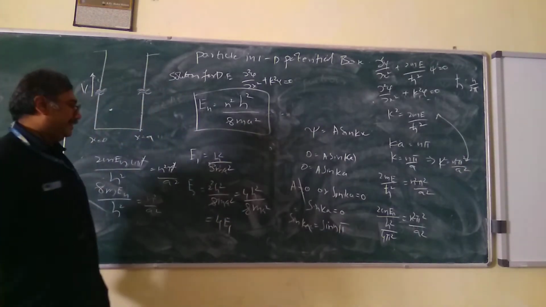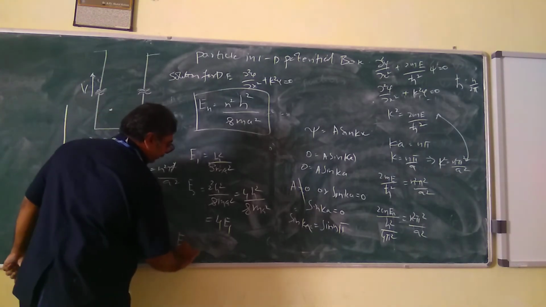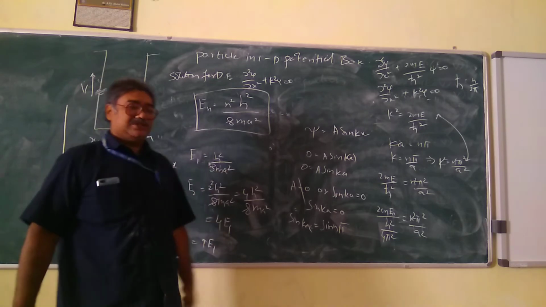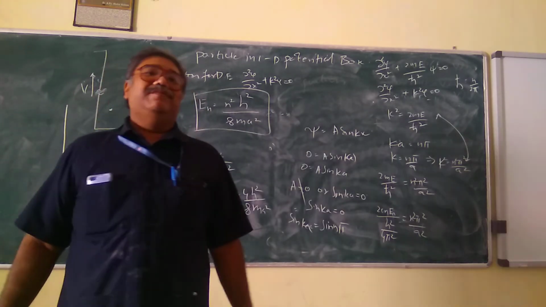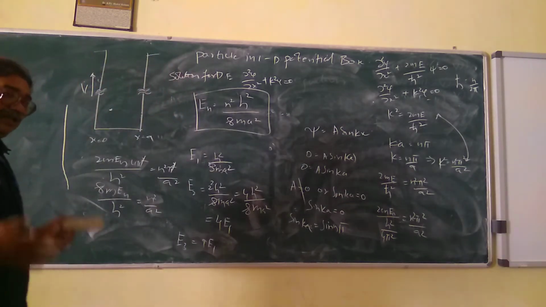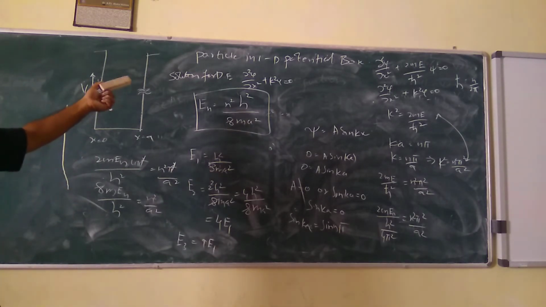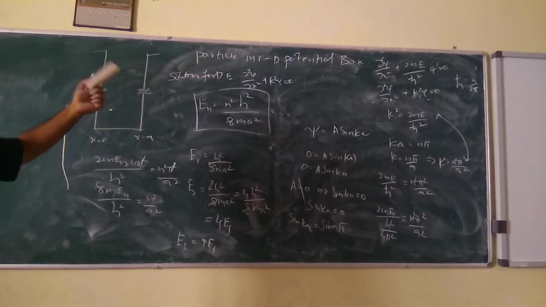Similarly, what is the value of E3? E3 will be 9 times E1. So this is the energy possessed by the wave of a particle which is behaving like a wave when it is placed in an infinite well of potential V. So this is the equation: the energy is given by En equals n square h square by 8m a square.